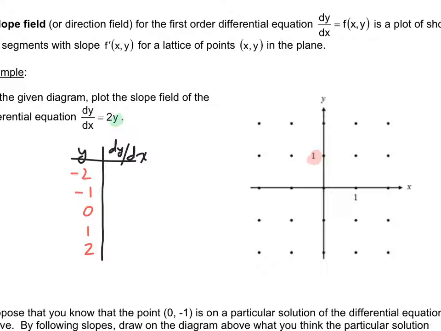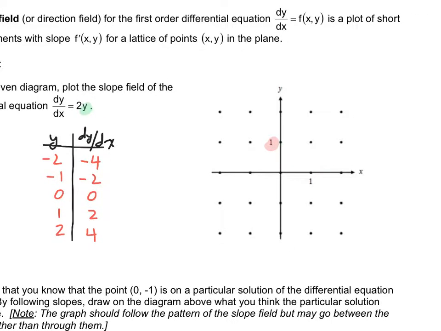This is a proportional relationship, so all that means is that I'm just going to take my y values and multiply them by some constant, in this case 2. So we're looking at -4, -2, 0, 2, and 4. All I would need to do is plot little line segments on each one of these dots corresponding with the given slope. It doesn't have to be picture perfect. If you want to get a ruler out, by all means, go for it, but it's not necessary. All you have to do is distinguish each slope from each other slope.